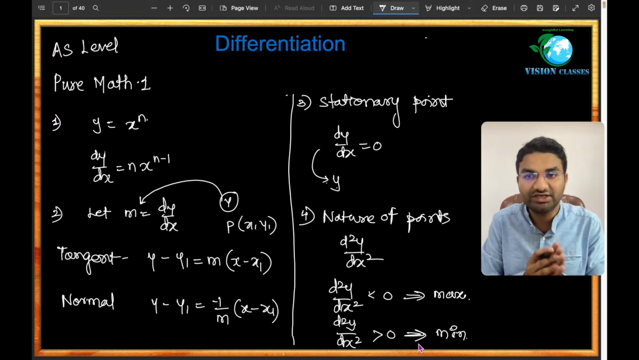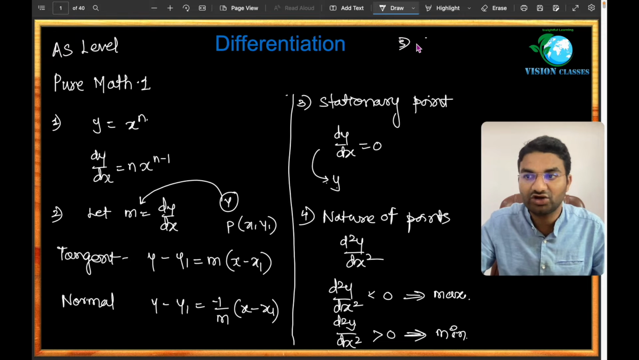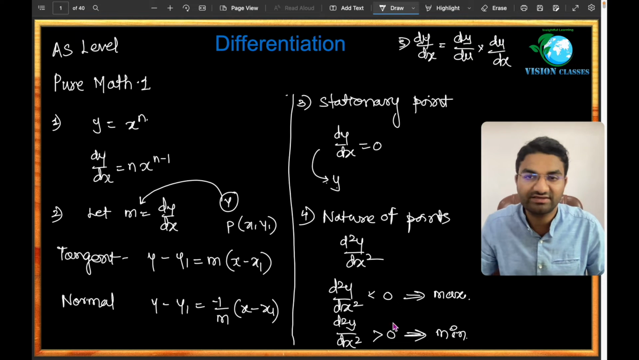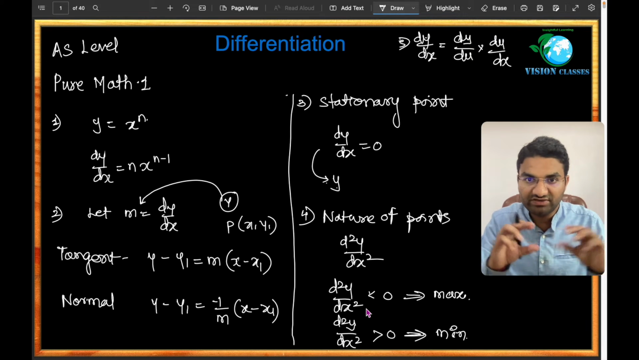Apart from that, you have the chain rule. You have to use the chain rule often. Here I will write at the top: dy by dx is equal to dy by du times du by dx. That's it. I hope you understood this point.